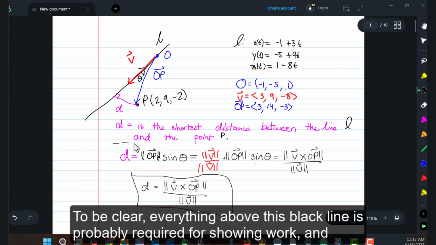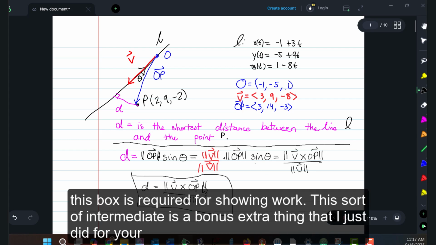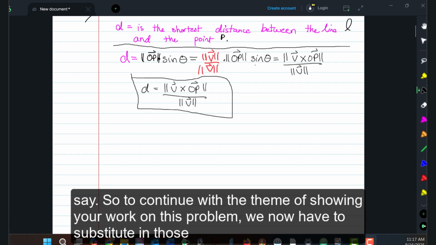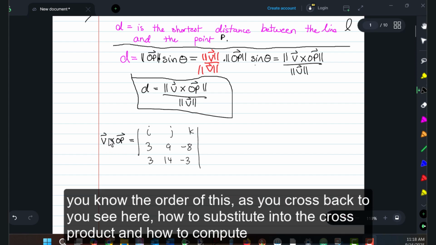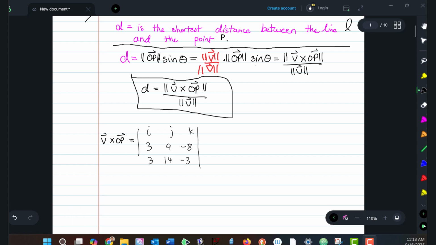To be clear, everything above this black line is probably required for showing work, and this box is required for showing work. This intermediate derivation is a bonus extra thing that I just did for your sake. So to continue with the theme of showing your work on this problem, we now have to substitute those vectors into our calculations. I do want to see you do the cross product, just to make sure that you know the order, how to substitute into the cross product, and how to compute it.